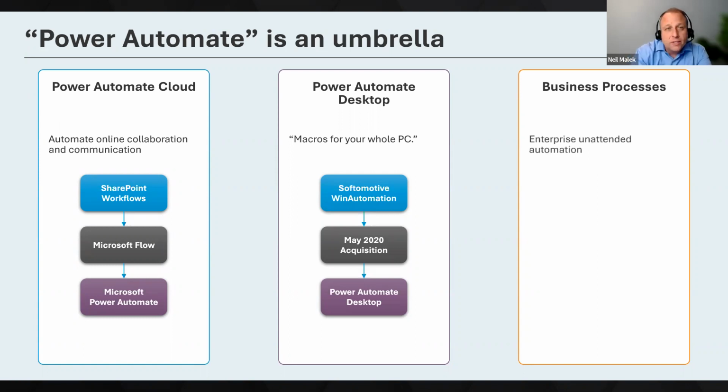And then business processes are for the entire organization to have what we call an unattended workflow. An unattended workflow is something that we set up and we don't have to push any buttons for. It just automatically handles things across the business. Again, we're not going to talk about that here today.